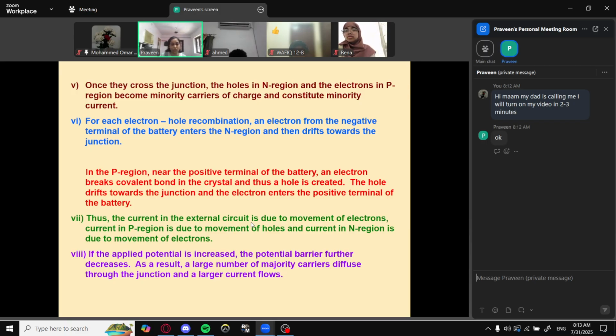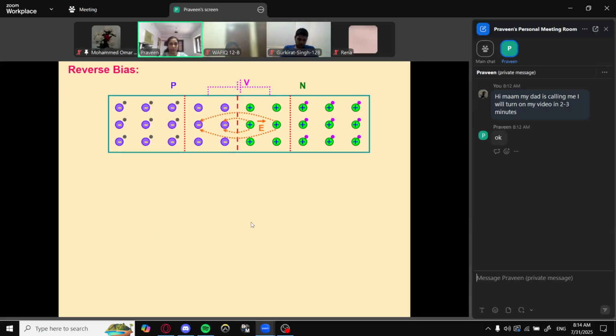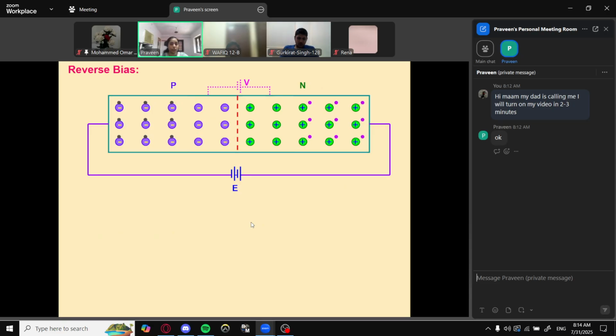Okay, so this is how forward biasing of a PN junction diode is done. Now we will be discussing reverse biasing. Reverse biasing means we are just reversing the direction of the applied potentials. Here, the p-type part will be connected to the negative terminal and the n-type part will be connected to the positive terminal. This is how reverse biasing is made.